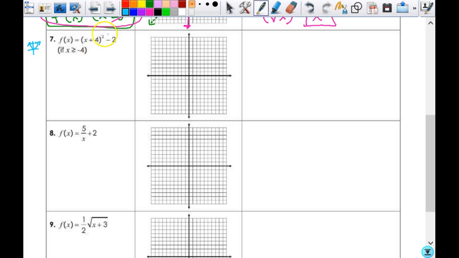But there's some transformations here. But they're basic. There's no stretches, compressions, or reflections. What does this 4 do? Goes to the left 4. And then the -2 means down 2.